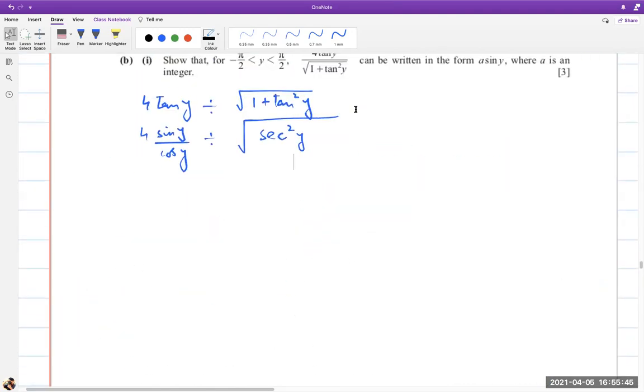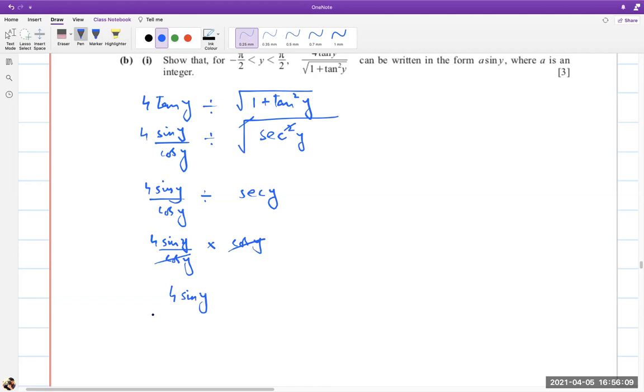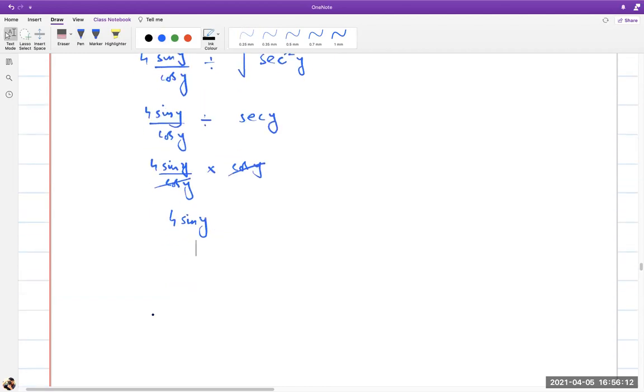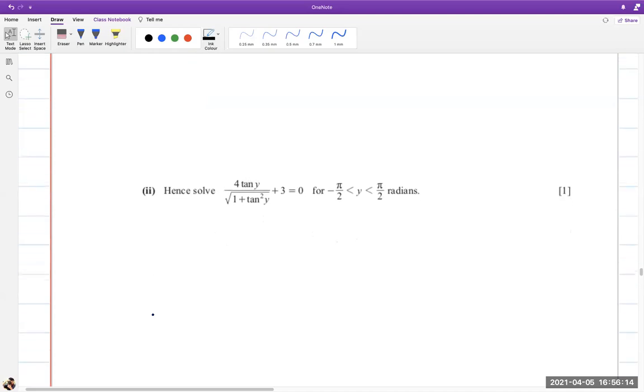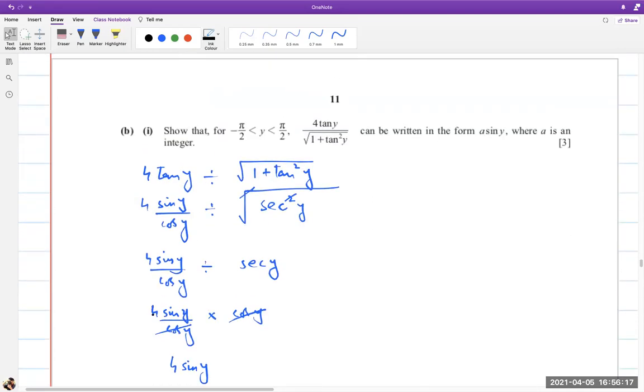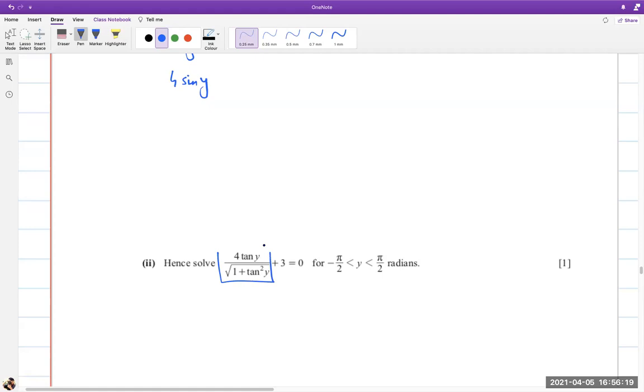Okay, so you cancel this out and you have 4 sin y over cos y divided by secant y. Secant y is 1 over cos. So when you take the reciprocal, it comes out to be cos y multiplied by that, so that cancels out. So I have 4 sin y left over. Okay, the reciprocal of secant y is cos y. So that is done. And hence solve this thing. I know that this left hand side is 4 sin y, this whole thing is 4 sin y.